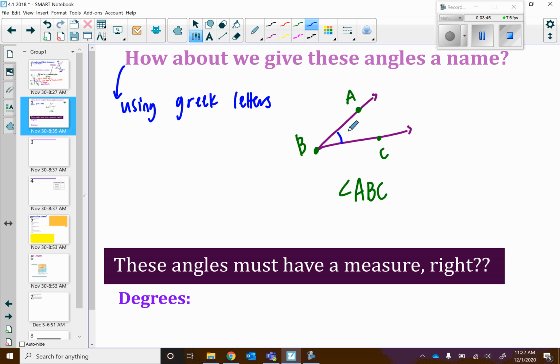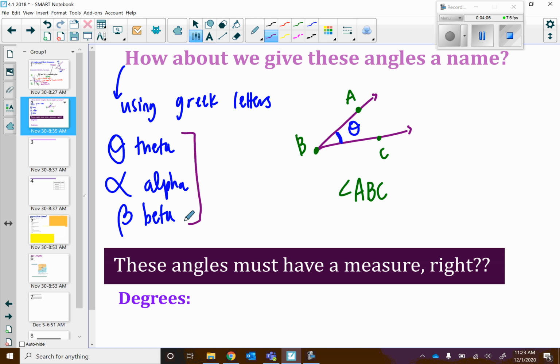So for example, one of the most common is theta, this little guy right here. And it's going to be represented by just kind of standing inside the angle. The others we might use are alpha. We could also use beta. There are other Greek letters, but these are honestly the most common that we'll use. Specifically, theta is a real big one.